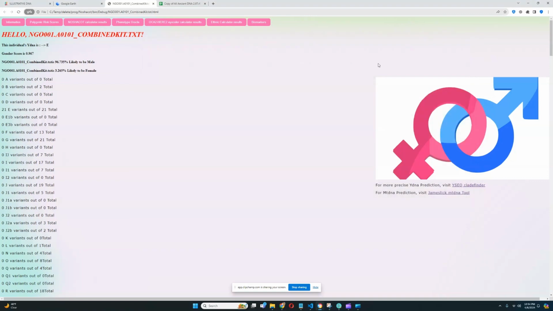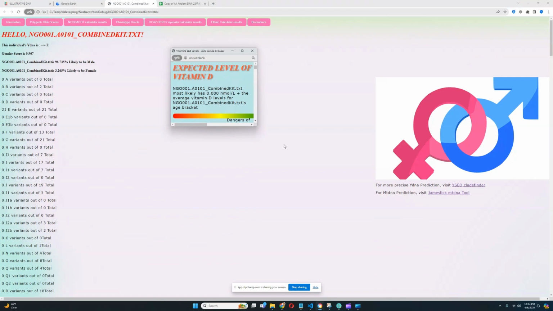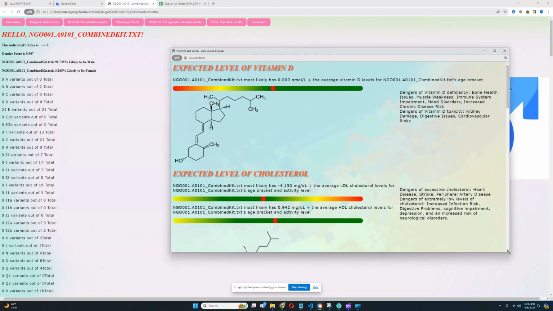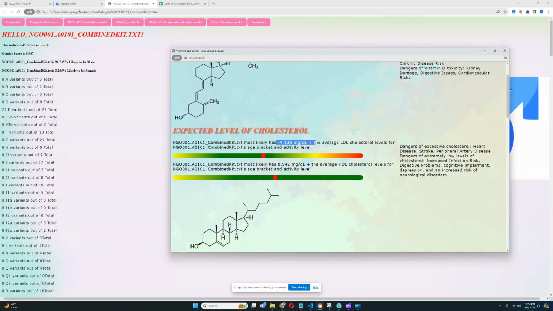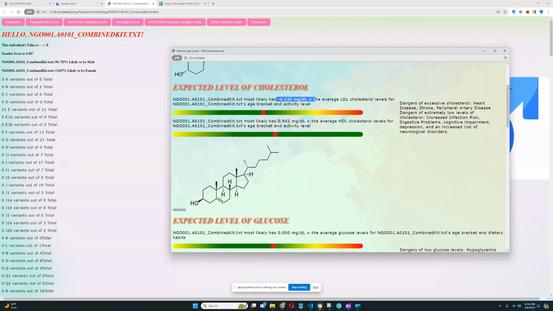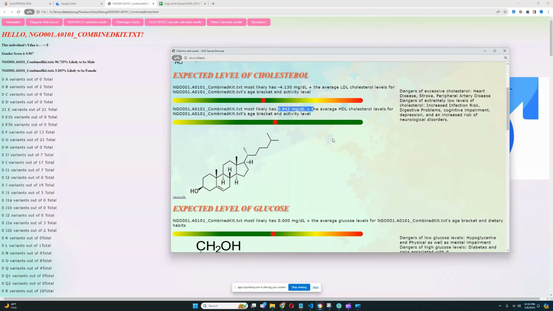All right, now let's go ahead and see what he scores for the biomarkers. And then we're going to look at the polygenic risk scores. So for the biomarkers, it looks like nothing relevant was found for vitamin D levels. It looks like he's got slightly below average level of LDL cholesterol, slightly above average level of HDL cholesterol, definitely very healthy. This is all really good to see.